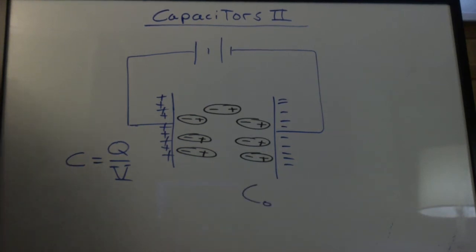If C0 represents the capacitance without the material between the plates, we can multiply that value by a constant that represents how well this material increases the capacitance, and calculate the new capacitance. This material is known as a dielectric material, and kappa is a dielectric constant.